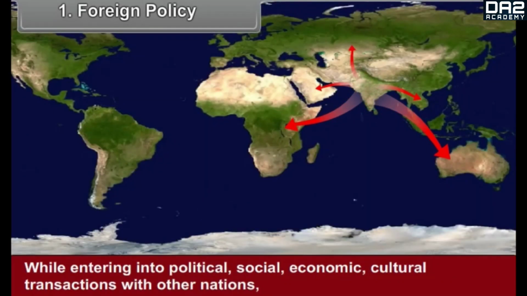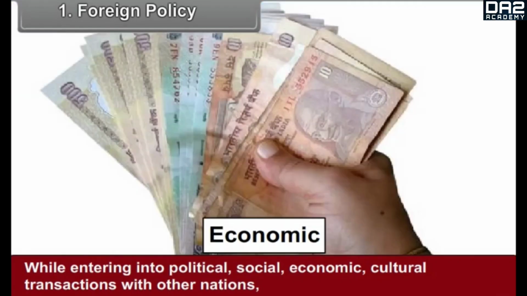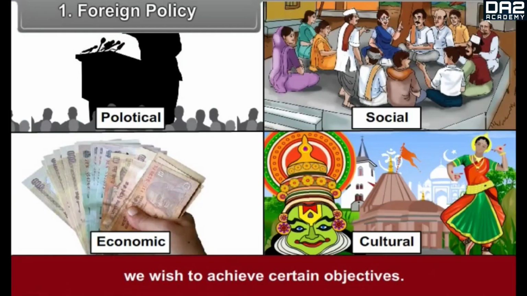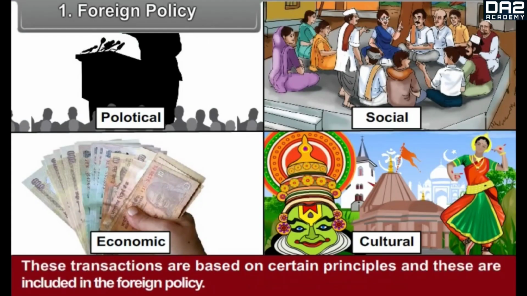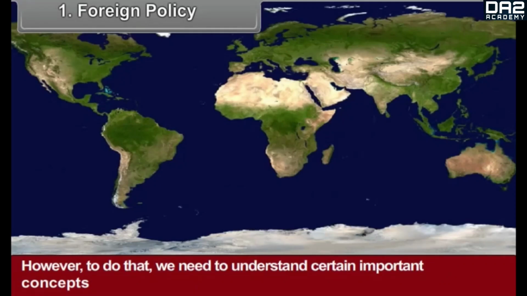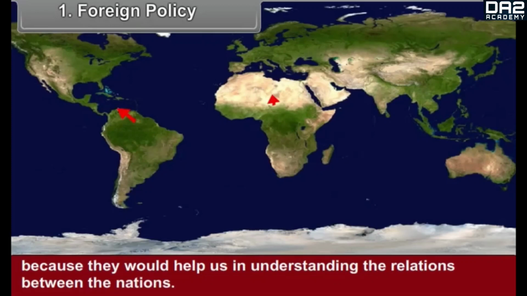While entering into political, social, economic, cultural transactions with other nations, we wish to achieve certain objectives. These transactions are based on certain principles, and these are included in the foreign policy. In this chapter, we will learn the meaning of foreign policy and the factors that influence it. However, to do that, we need to understand certain important concepts because they would help us in understanding the relations between the nations.